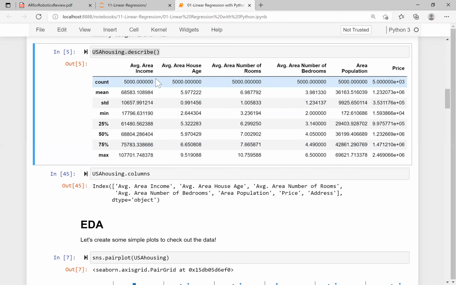So if you sort this column in increasing order of the area income, then at around one-fourth from the top, you will find this much value. Around midway, half of the population is earning below this much. 75% of the population is earning below this much, and the maximum is this much. So these are the quartiles, the percentiles.